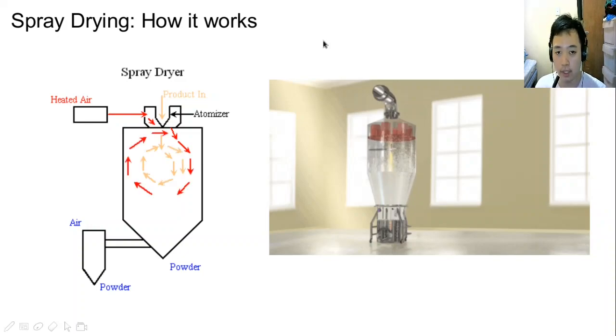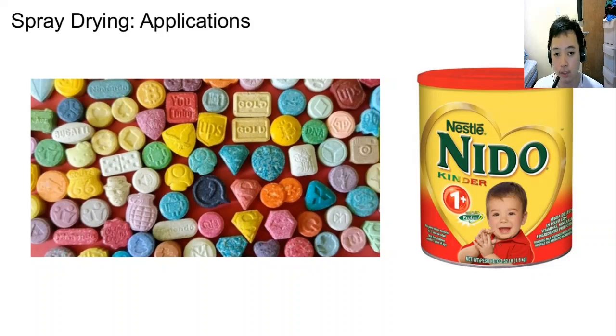It sprays the product into this drying chamber, and hot air will come through here. It's only meant to be used for products that have to be powderized because the hot air is around 200 degrees Celsius. But it does a very good job in drying the products. So, applications: pharmaceuticals, if you want to make medicines, you can use spray dryers, or milk for kids.